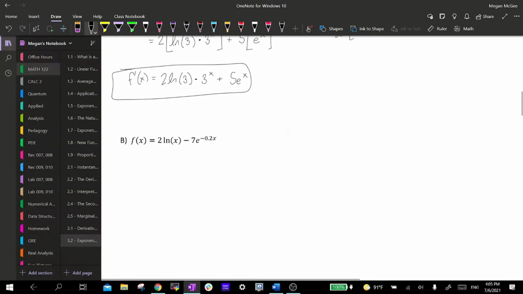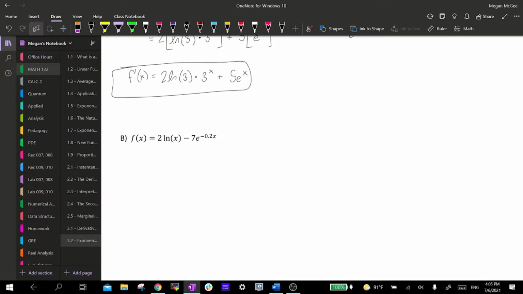Alright, we'll go ahead and move on to part B. So we have f of x is equal to 2 natural log of x minus 7e to the negative 0.2x. Alright, so again, a lot going on here. Let's go ahead and see how we can break this down. So f prime of x is the derivative of everything over on the right-hand side.